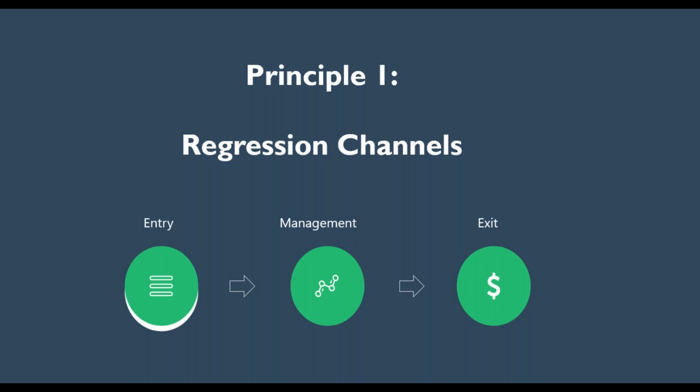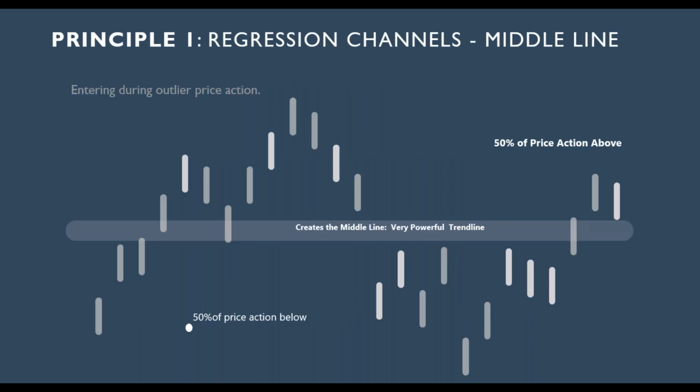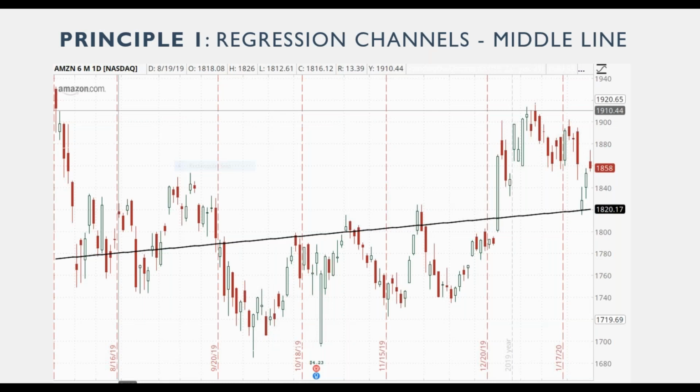Enter the regression channel. The regression channel starts out with the regression line. This is a very powerful trend line. It's calculated by 50% of the price being above the trend line and 50% of the price being below. This is where the trend line or the regression line falls on the chart that we just looked at on Amazon. So we get a little bit better flavor: this is trending slightly up over the last 6 months.